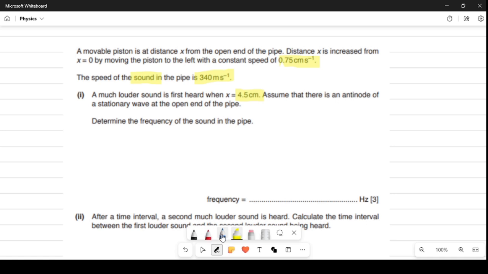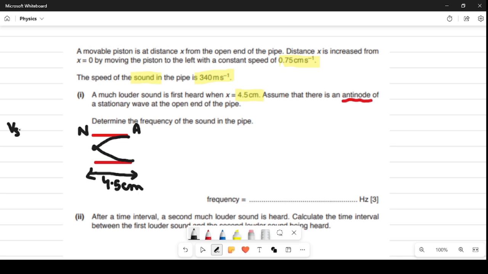Basically, what he's saying over here is, let me draw a diagram for you. He's saying that we have an antinode. Antinode means that your wave has to have a node over here. That is the reason why he heard a loud sound, node and antinode. And the distance between a node and an antinode, he also told you, is 4.5 centimeters. This is what he has told you. What he's asking you is to determine the frequency of sound.